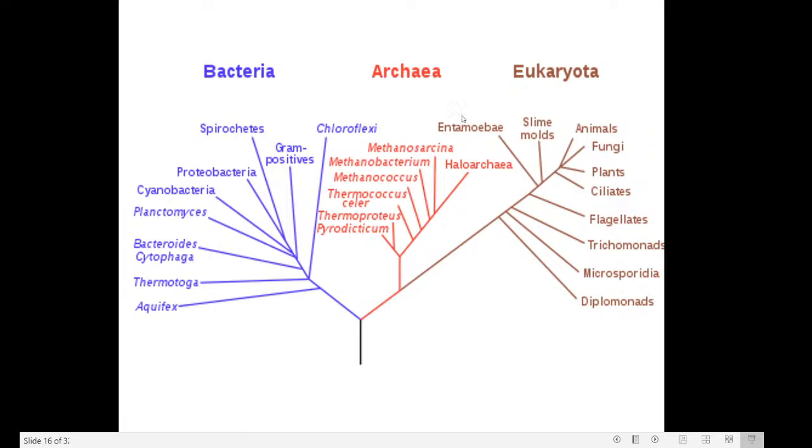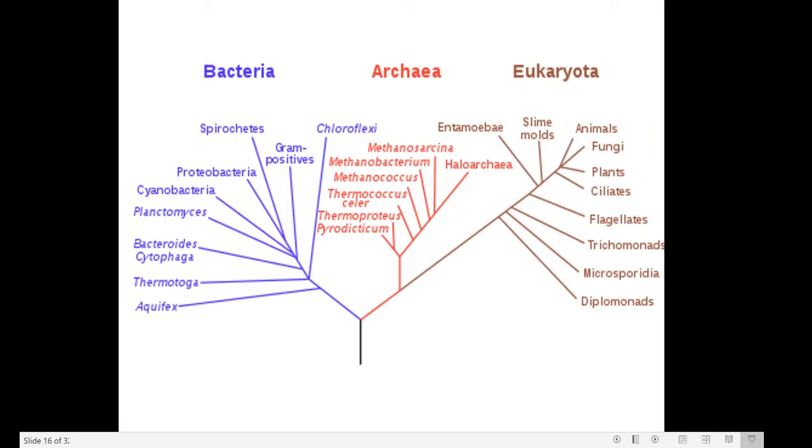And bacteria: chloroflexi, gram-positive, gram-negative bacteria, spirochetes, proteobacteria, cyanobacteria, planctomyces, cytophaga, bacteroides, thermotoga. It's a confusing one. Here Thermotoga comes under the bacteria, while thermoproteus and thermococcus come under the archaea, and Aquifex is a bacterium. They must ask questions based on the kingdoms and bacteria. So the classification is a very important thing from the exam point of view.